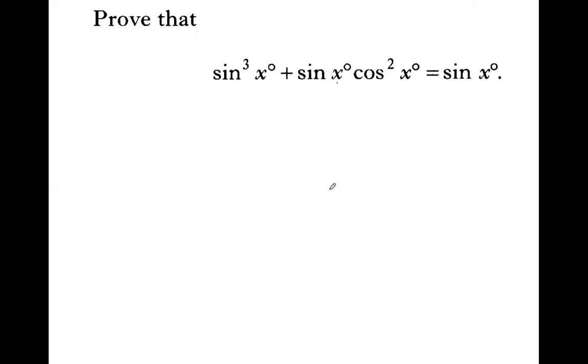Now, with these trig identities, the type of question you might get asked is: prove that the left-hand side is equal to sine x. To do that, we need to use our trig identities. The first one that comes to my mind: I've got a cos square here and I've got sine cube here. Can I factorize with something that would give me sine square and a cos square? Yes, you can factorize using sine x.